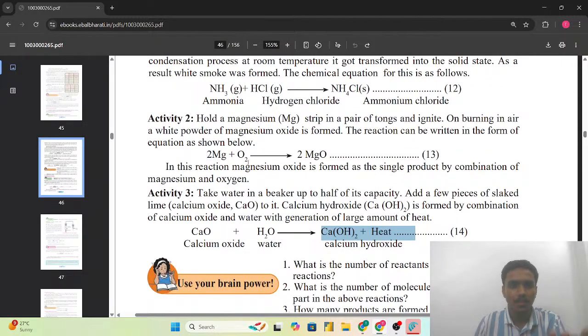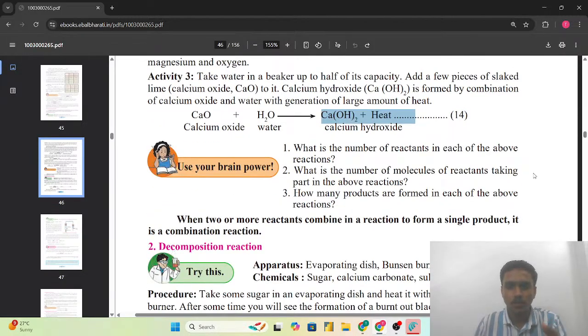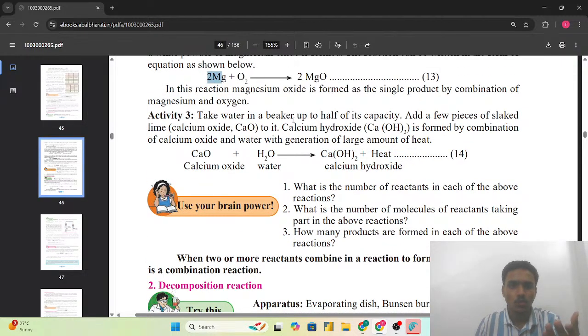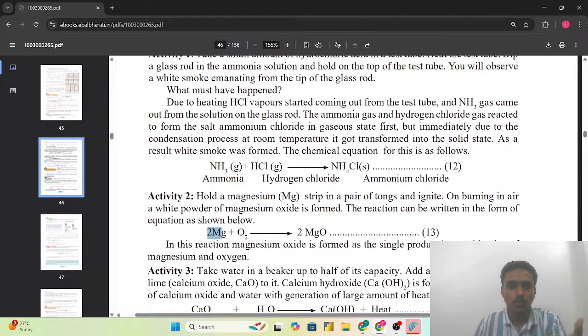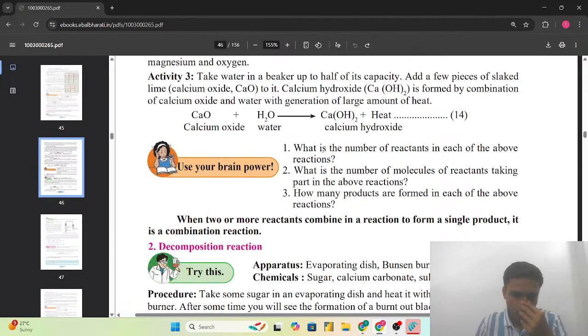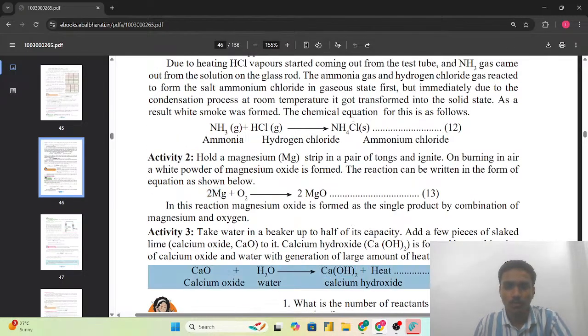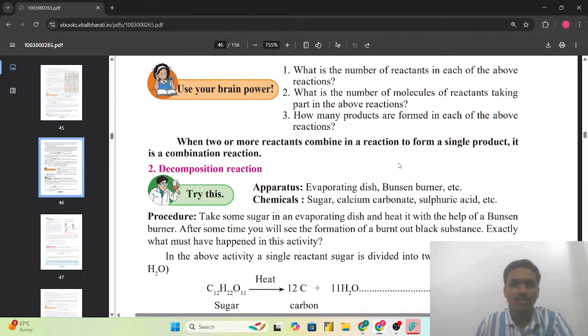Here there are two, here two, here two. What is the number of molecules of reactants taking part in the above reactions? Molecules we can see two, then two molecules here, one molecule of each. How many products are formed in each of the following reactions? One product, one product, one product. This is the conclusion which we have drawn from this.